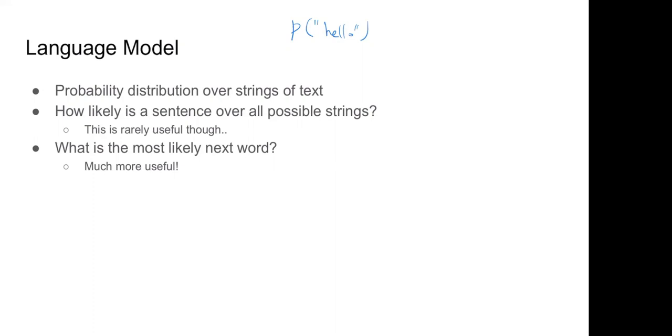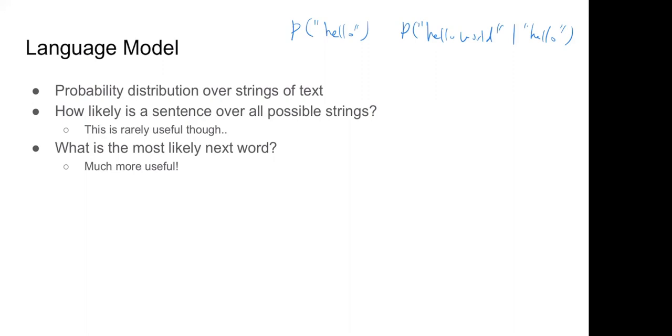Of course, if you know this, then it's easy to define the probability of hello world given that your first word is hello. So what is the probability that the next word is world? You can think of it as this definition. It's usually more meaningful if you think of it as conditional probability, although language model by definition really means that we're trying to define the distribution over the entire possible space of text.